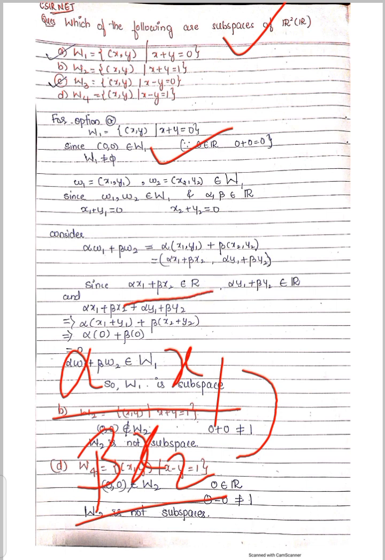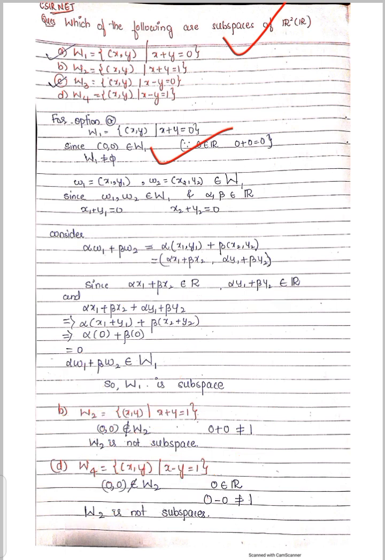So you can say that alpha into x1 plus beta into x2 is a real number, and alpha into y1 plus beta into y2 is also a real number. They are real numbers, but what we have to show is that this ordered pair is an element of your W1 if it satisfies this condition. If you add these two elements, you should get the identity. Then only we can say that alpha into W1 plus beta into W2 is an element of your W1.